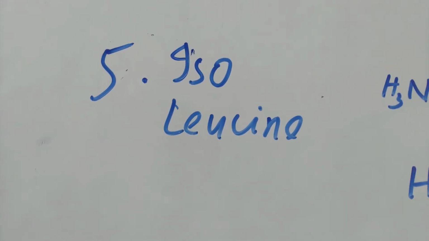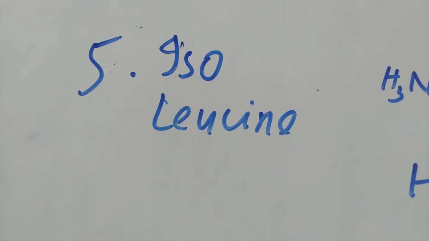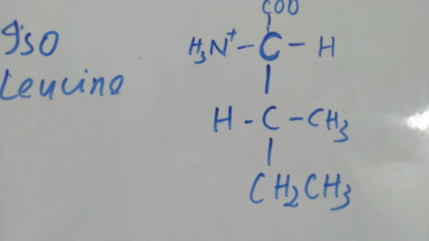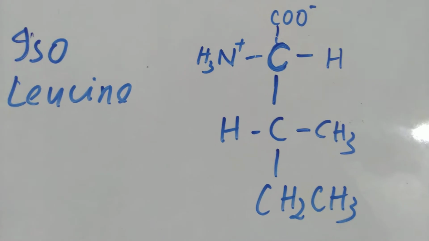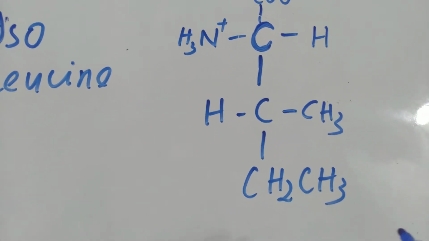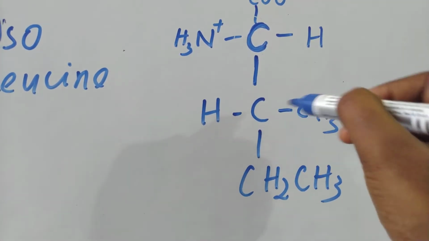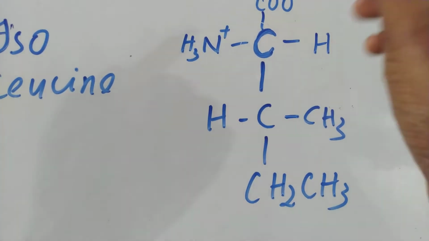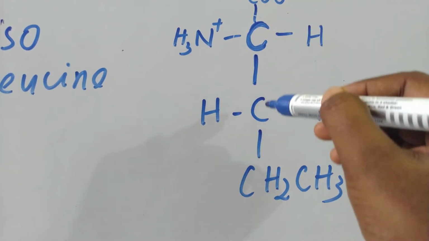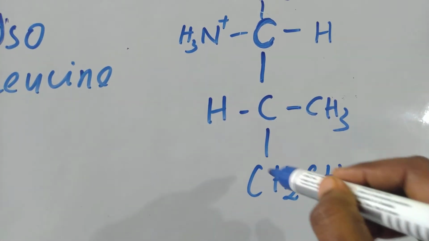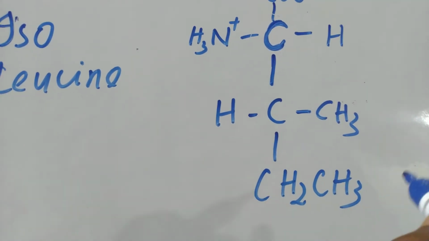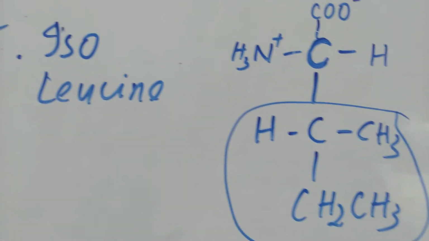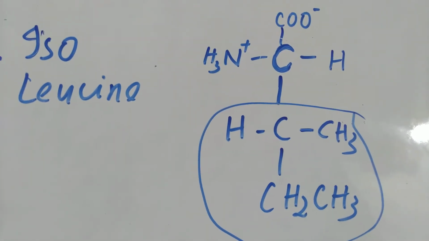So the next one, the fifth one, is isoleucine. So after leucine you can remember isoleucine. The structure is quite similar to valine, because in case of valine the central carbon was attached to an isopropyl group, but in case of isoleucine the central carbon is attached to an isobutyl group. The difference is only that this is an isobutyl group. So yeah, you can remember very easily.